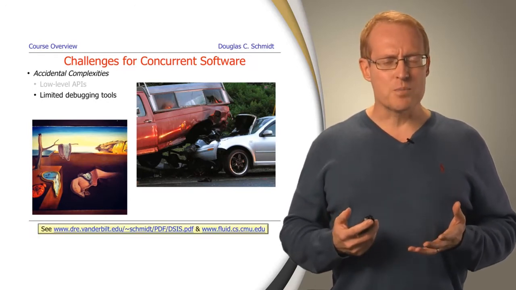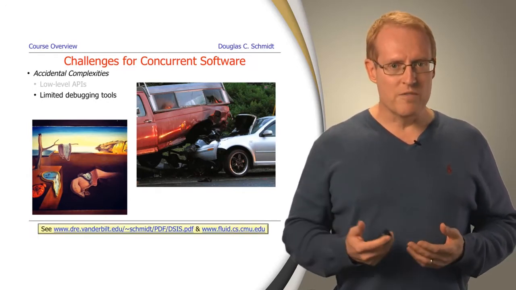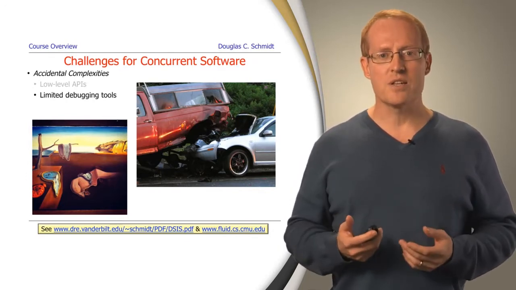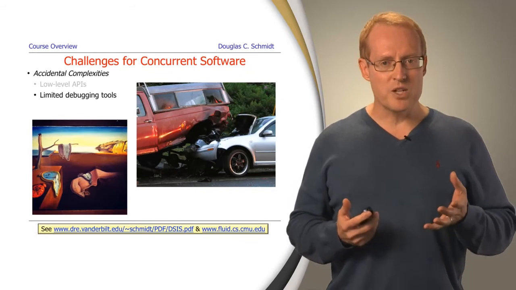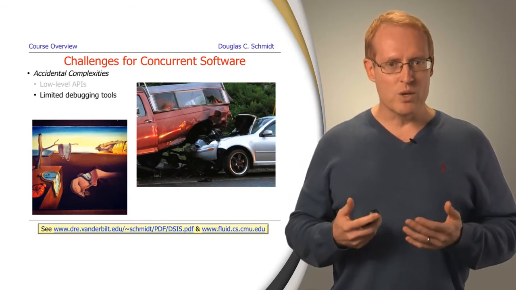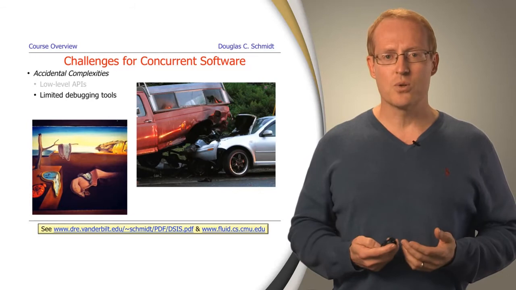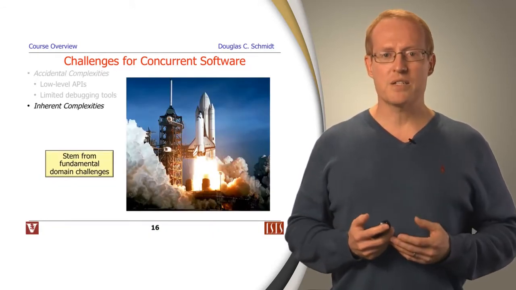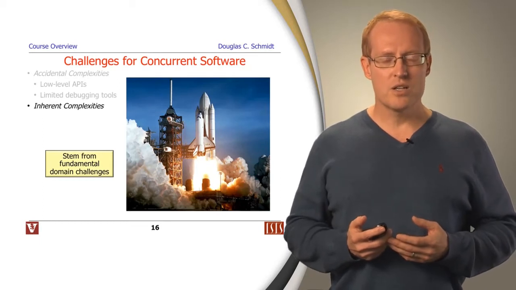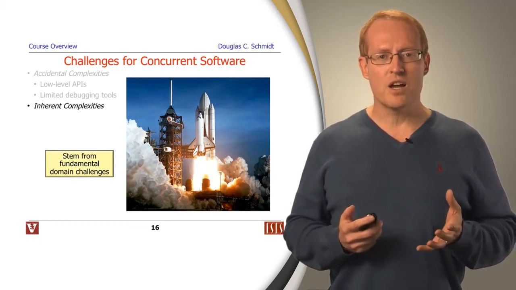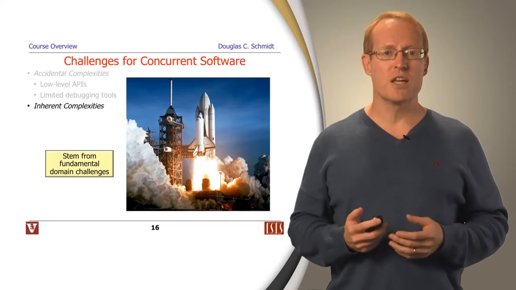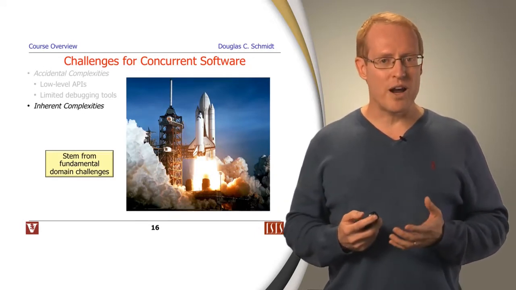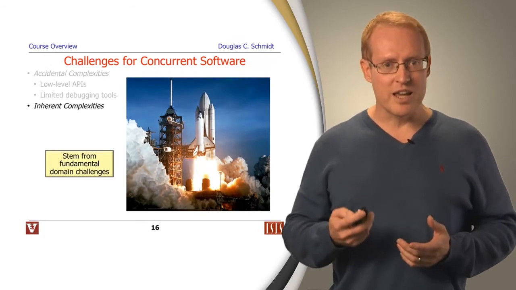In order to be able to handle these problems, you need to use more advanced tools, various tools like dynamic instrumentation or static analysis. And the links at the bottom of this page give you some pointers to more information where you can learn about some of these various techniques and tools. There are also some so-called inherent complexities associated with concurrent software. Inherent complexities arise from fundamental challenges in a domain. This is the rocket science of concurrent software, the things that require deep thinking and deep analysis to get right.